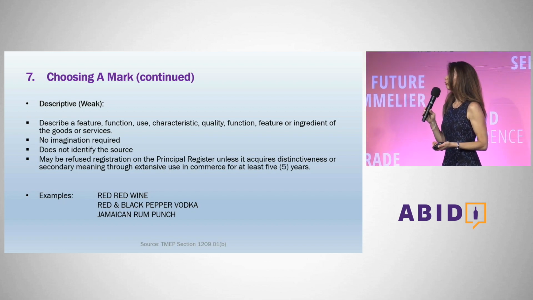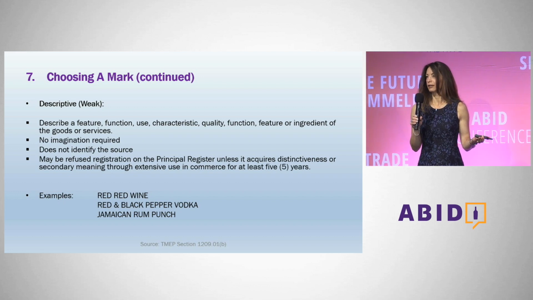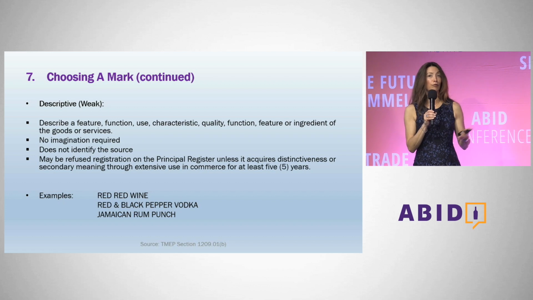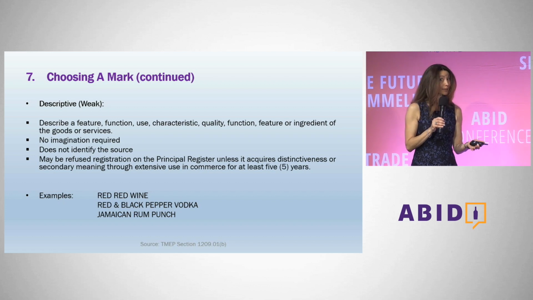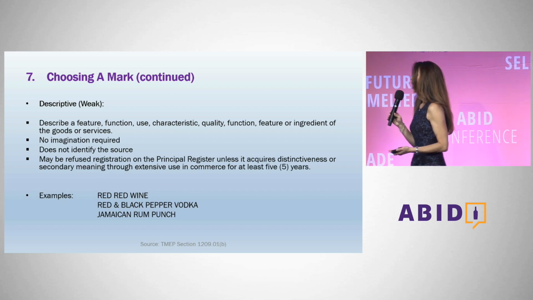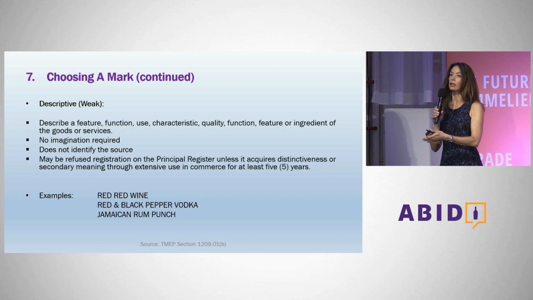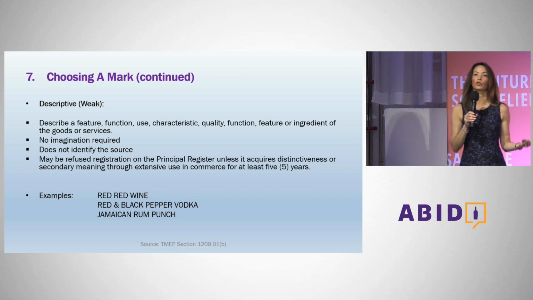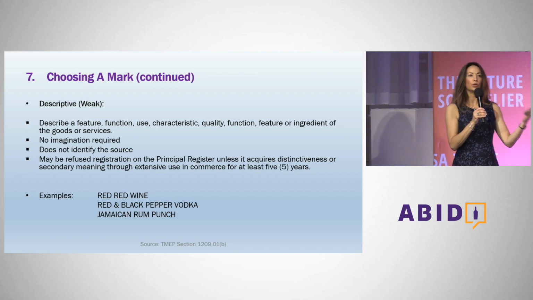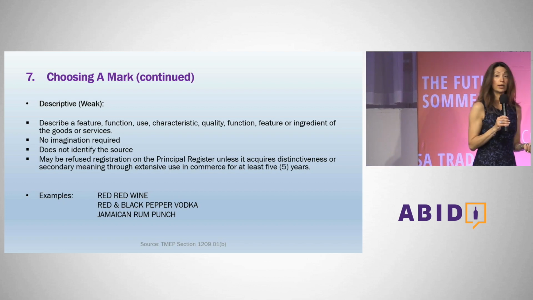Next, there's Red and Black Pepper Vodka. So what do you think that is? Do you think possibly it's flavored with red and black pepper? So yes, that's why that would be descriptive. And then last, Jamaican Rum Punch. Again, you know exactly what's in the bottle, so therefore it's really not distinguishing that particular product from somebody else's. So you want to try and avoid that if at all possible.